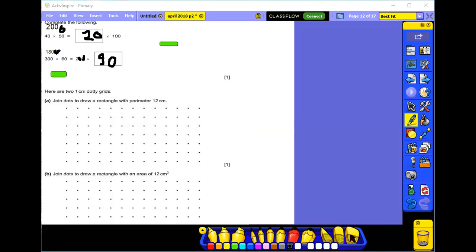Multiplying this number with the other number. No, what you're talking about is the area. What's the perimeter? Altogether.